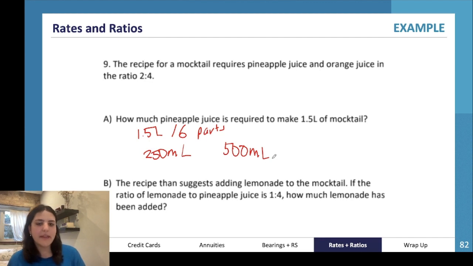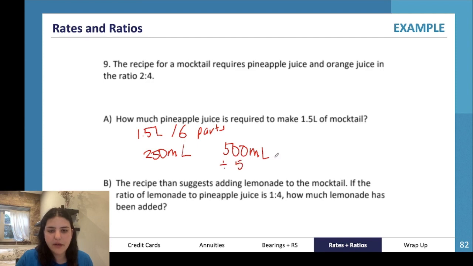The recipe then suggests adding lemonade to the mocktail. If the ratio of lemonade to pineapple juice is 1 to 4, how much lemonade has been added? So now this is a 5-part ratio. So we'll divide 500 by 5, which is 100 mils per part, which means that there is now 100 mils of lemonade.